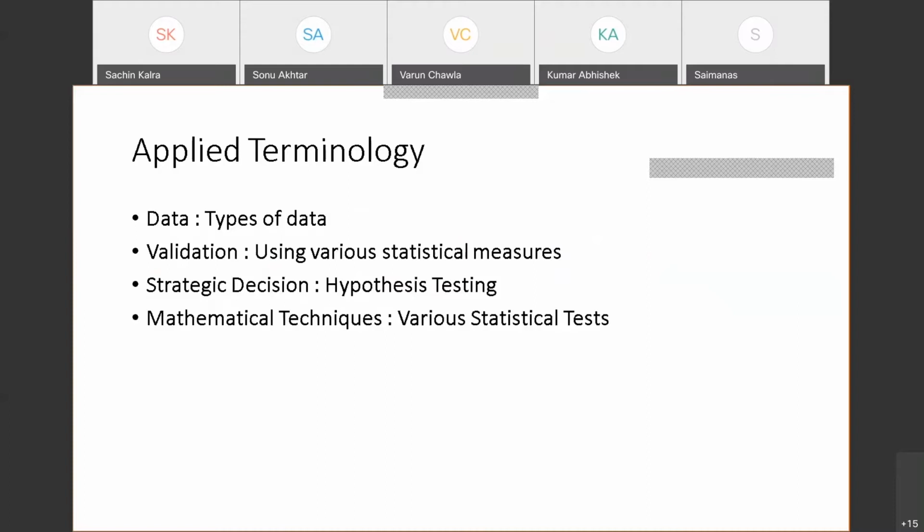Then we have the mathematical techniques or various statistical tests. So these are used interchangeably. These two terms go hand in hand. Using some mathematical techniques we validate our hypothesis. Hypothesis in layman's terms is our guess, or you can say our estimates, also called guesstimates, and we take a statistical decision, which is finally the hypothesis testing.